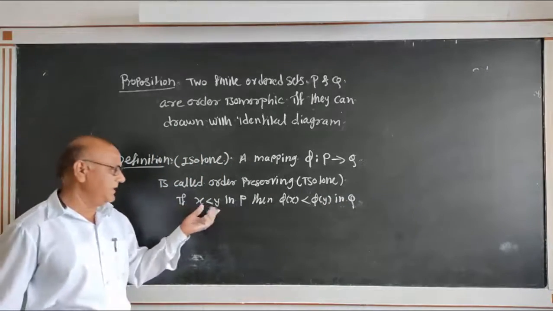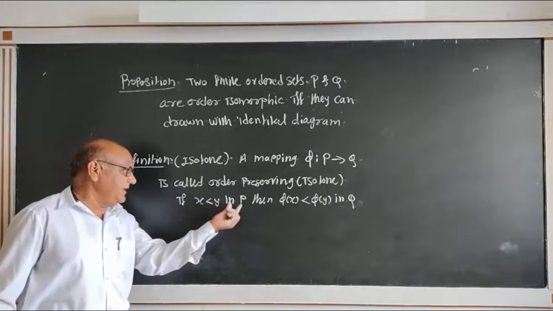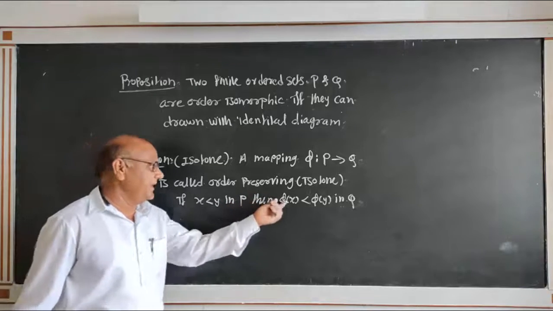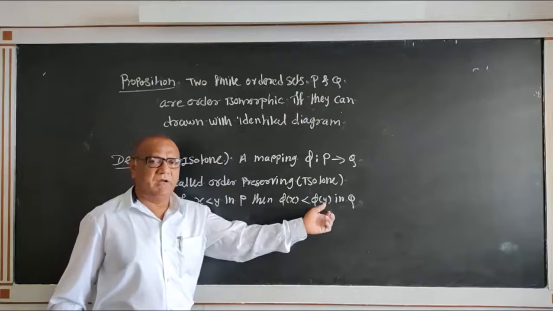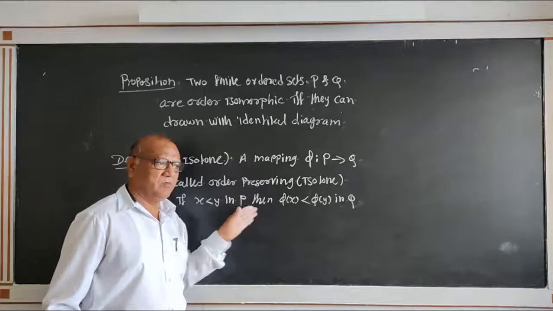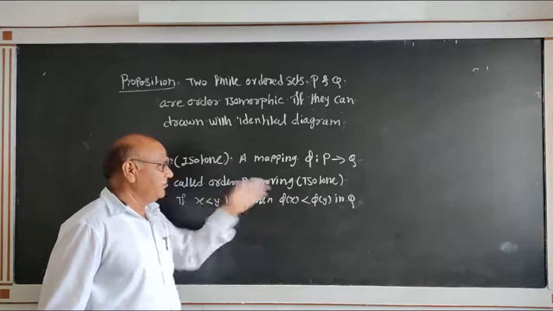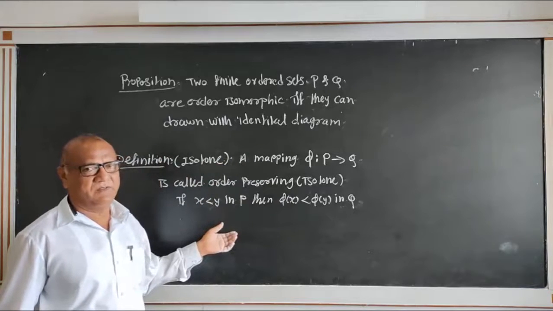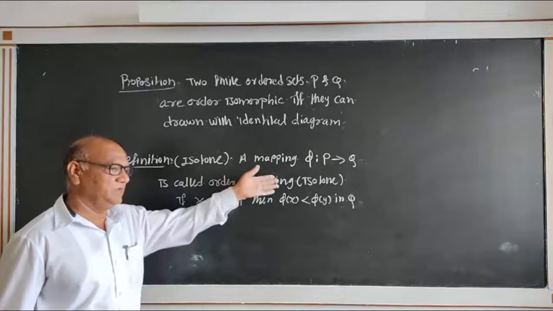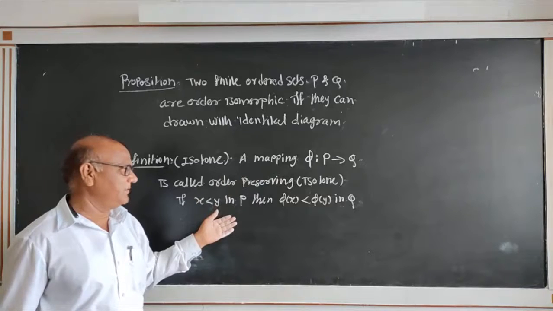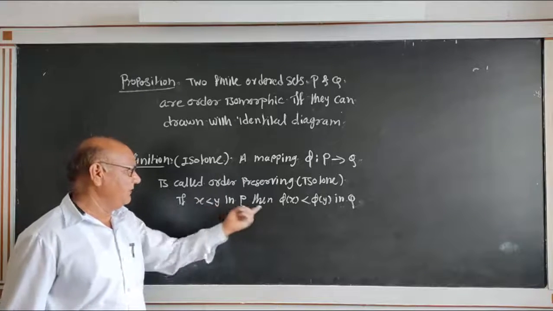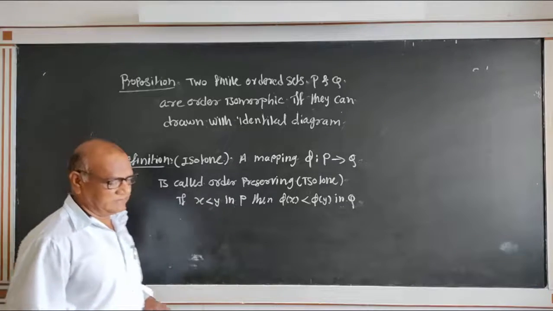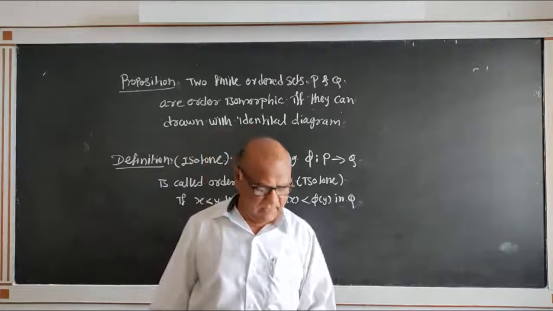That means only one way. X related to Y in P, then phi of X related to phi of Y in Q. Only one way, not both ways. If both ways, then this map is an order isomorphism. If this map is one-to-one and onto, then it is an order isomorphism. Here, only one way: X related to Y in P, then phi of X related to phi of Y in Q.